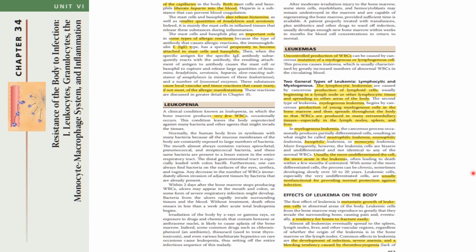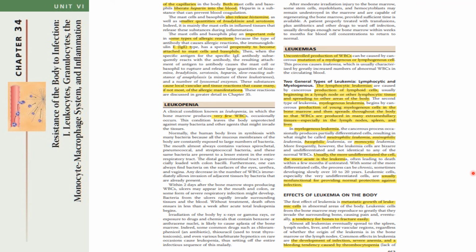Leukopenia. It is a condition where the bone marrow produces very few white blood cells. This condition leaves the body unprotected against many bacteria and other agents that might invade the tissue. Another kind of disease is leukemia. Uncontrolled production of white blood cells is known as leukemia and can be caused by the cancerous mutation of myelogenous or lymphogenous cells. Two general types of leukemia are the lymphocytic and myelogenous leukemia.